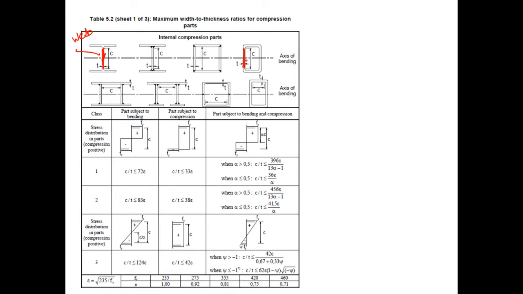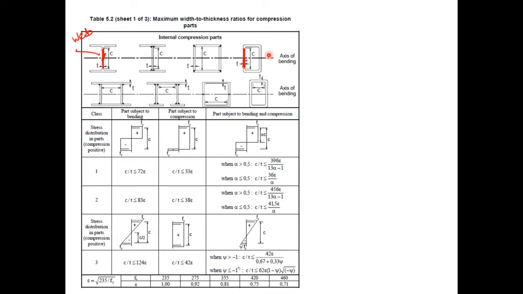Value of C. You can see that at the corners when you make the box section, it thickens up at the corners. So we start from where it's not thickened up all the way down. That's the C value. Again, C over T is how slender the element is.